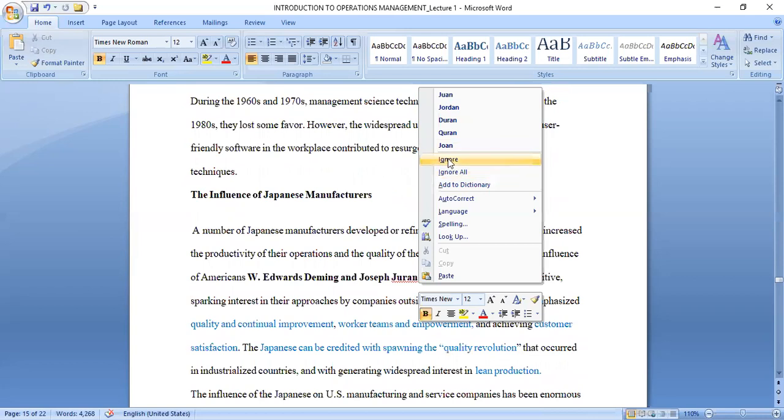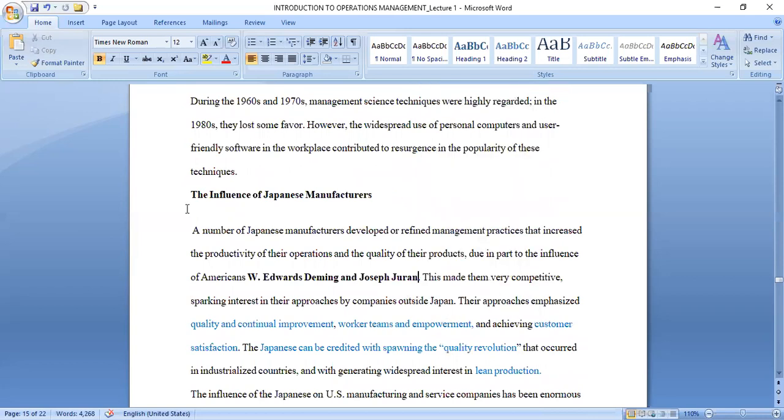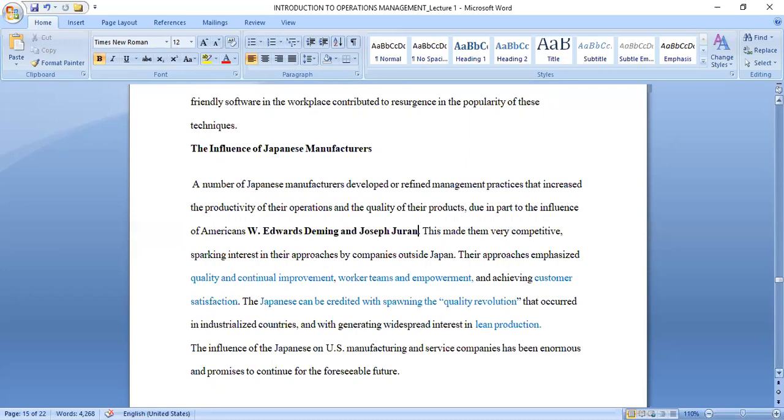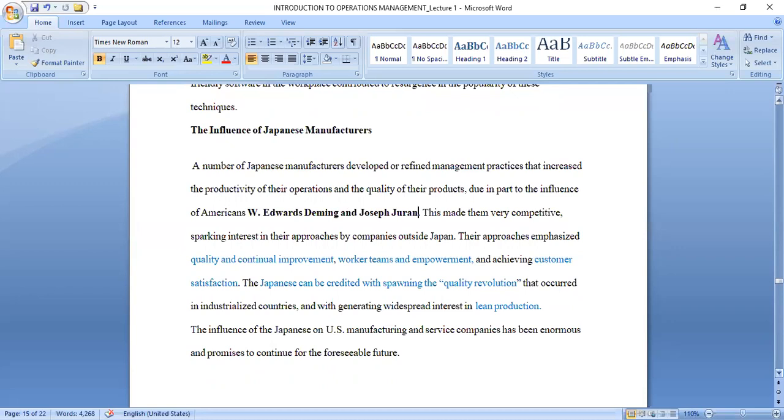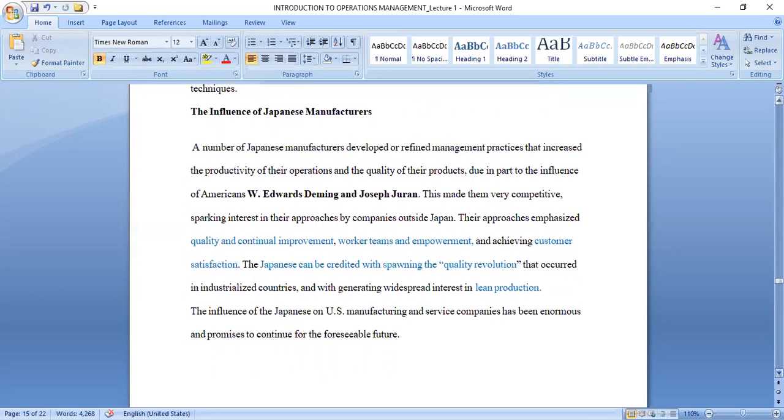And then we had the influence. Remember, we are looking at the evolution of operations management. So we had also the influence of the Japanese manufacturers. These Japanese manufacturers focused a lot on quality, on improving quality and productivity. And because of that, they influenced the Americans as well. We had these Americans by the names of W. Edward Deming and Joseph Juran, who basically talked about quality. They talked about quality control.